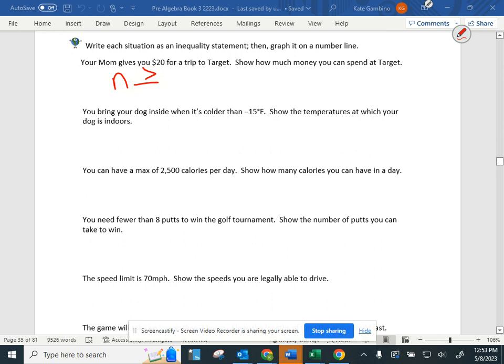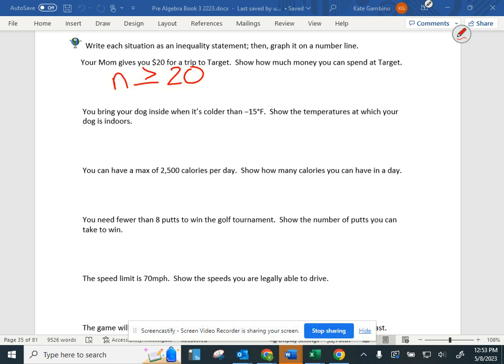Let him finish. Greater than or equal to 20. So what we're saying here is I can spend $20 or more at Target. Chance, how much money do we have to spend at Target according to our statement? $20 or less. Oh, well, that's not what you told me to write. We have to be careful.